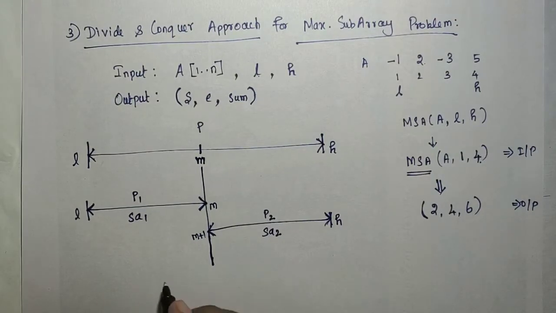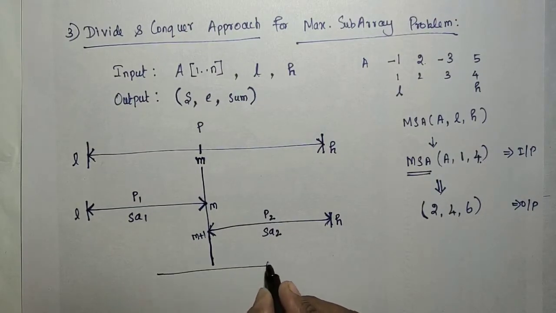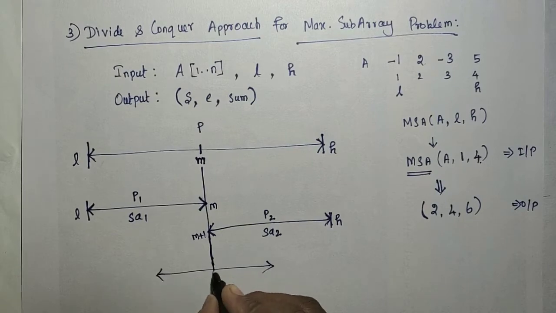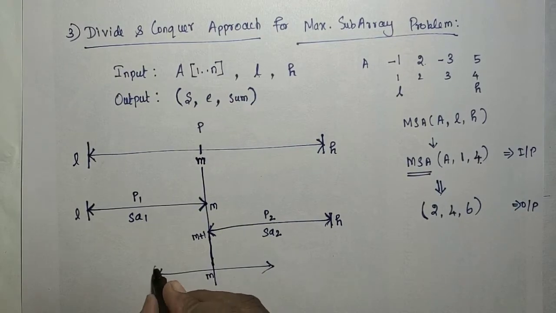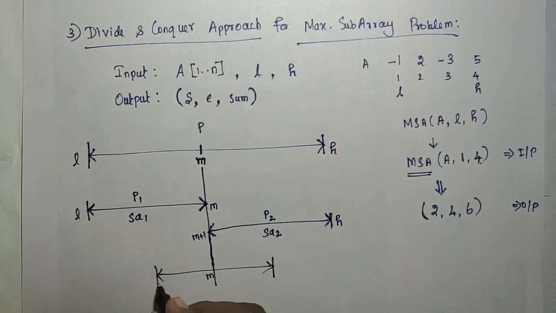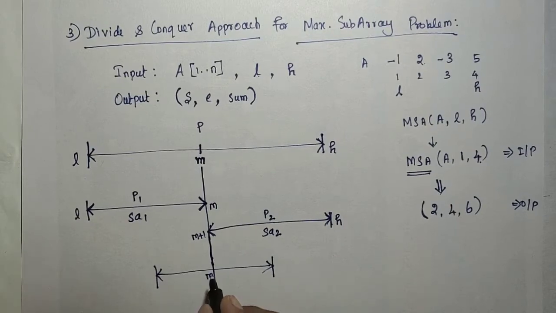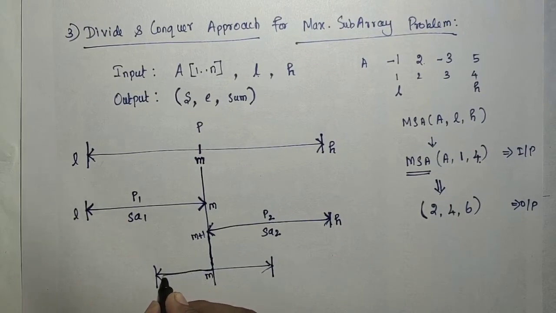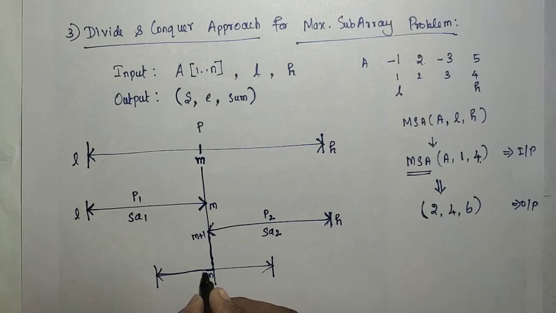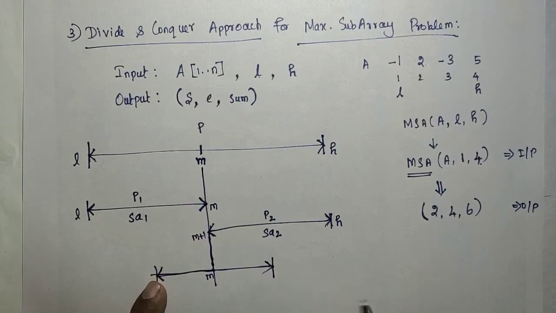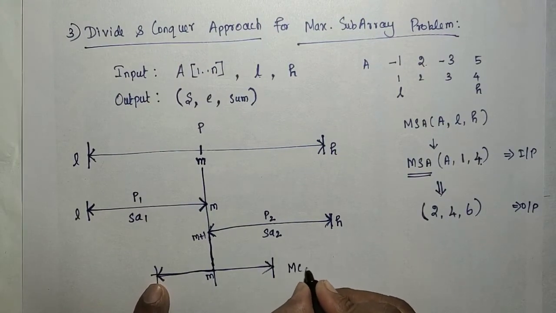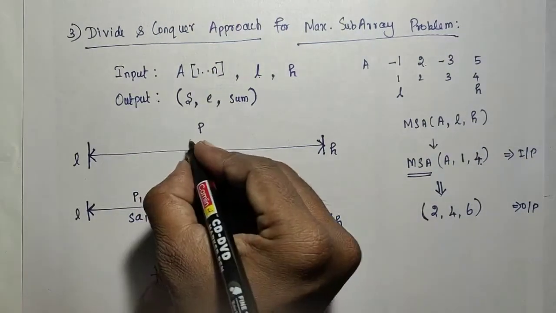It means a subarray which is crossing that middle element. It must have, it is going to be determined from this middle, in this range, left side and then right side. So from this procedure, which is called the mid-crossing subarray.